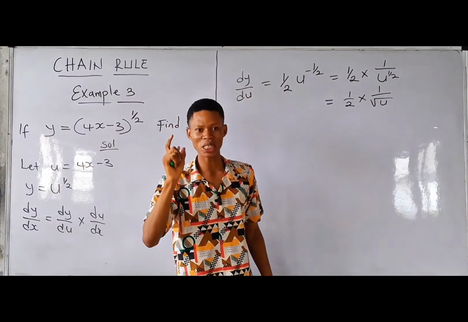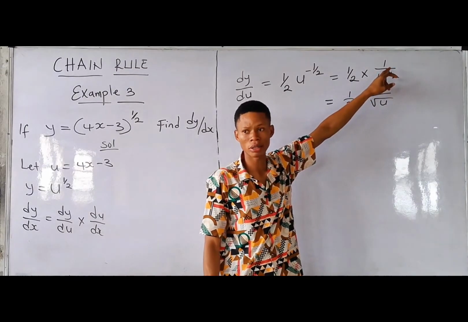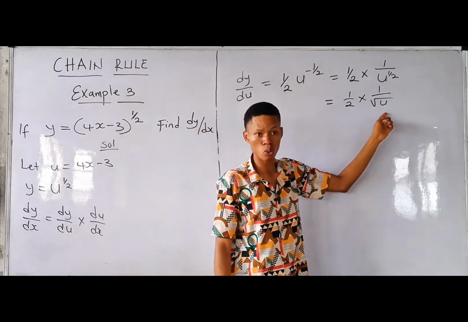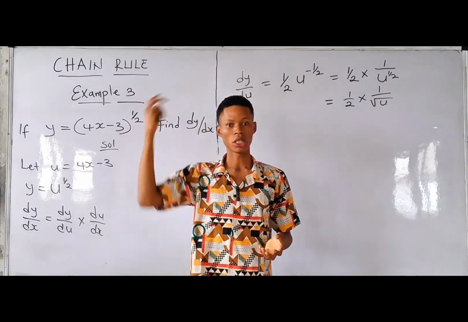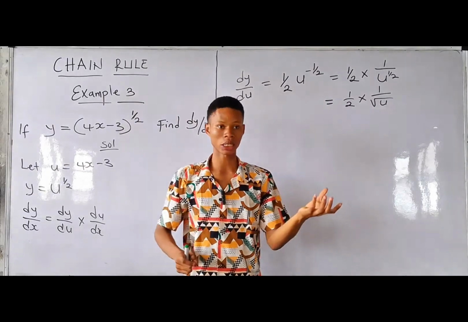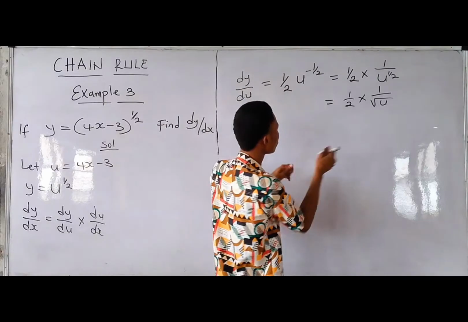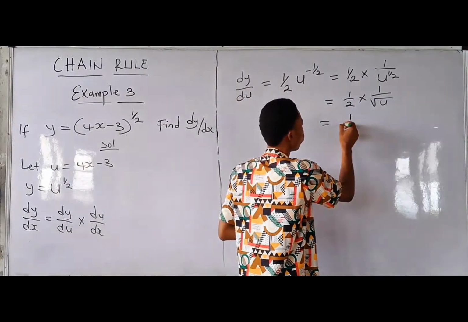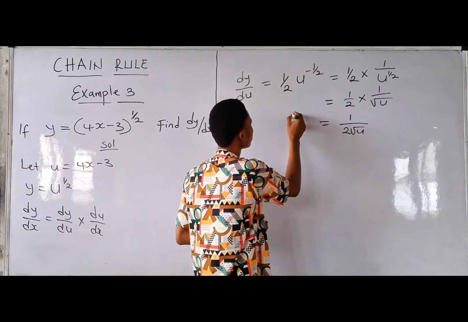Because from the laws of indices, when you have half as the power, it will turn to square root, right? So u raised to power half is the same thing as square root of u. Is it not? Anything raised to power half is the square root of that thing, from indices. Please, if you missed that class, go and watch the video. Now, this is the same thing as saying 1 times 1 will give me 1, right? So 1 over 2 times this will give me what? 2 root u. So this is dy over du.